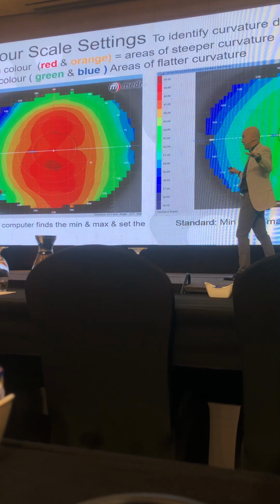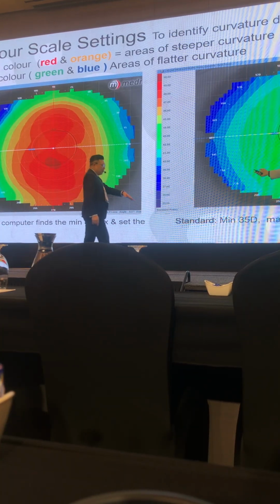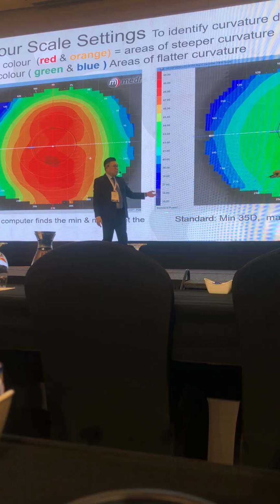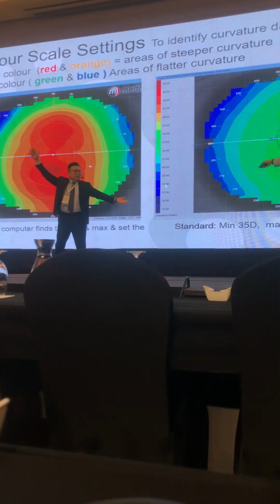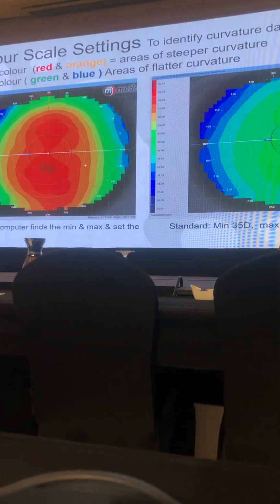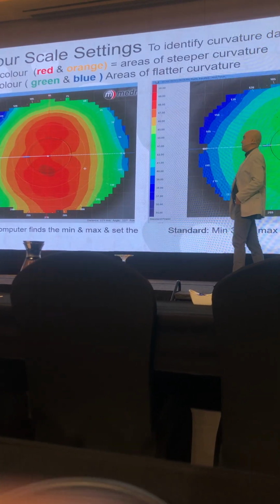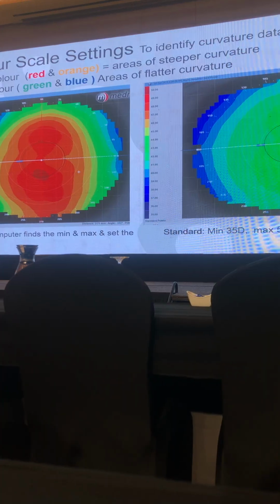So most of the time people don't look, they just click, just default at the standard. The standard for Medmont most of the time is 35 to 50. So this is by default, right? By default, 35 to 50. So each cornea has a different maximum and minimum. So by using normalized, we can understand more about the corneal shape.